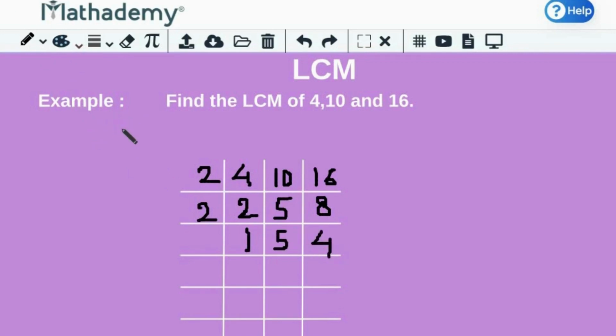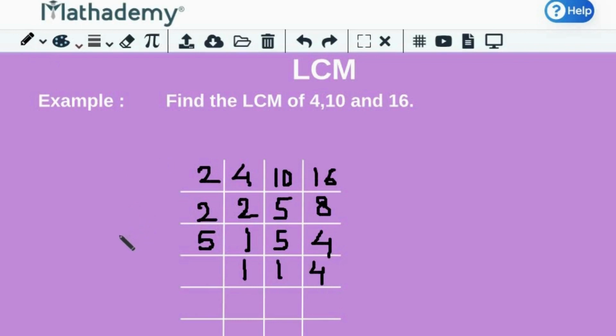Now, these three numbers are not divisible by the same number. So, I can either divide these numbers by 5 or 2, because at least one of these numbers has to be divisible by the new divisor. So, let's divide it by 5. We get the quotients as 1, 1 and 4. The quotients aren't 1 yet.